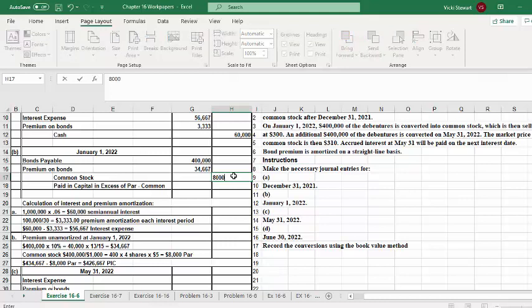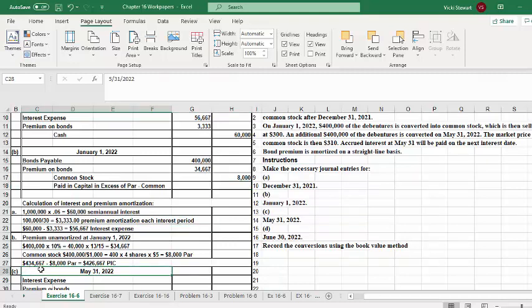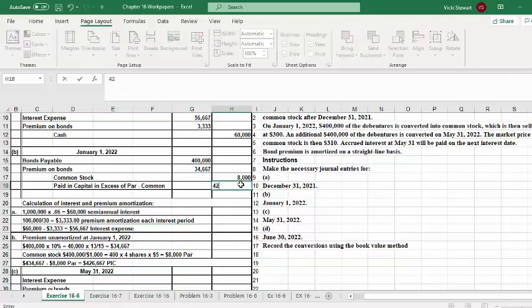which is $8,000. And then you take the total book value of the bonds, which is $434,667. Subtract the par value, $8,000, and then the remaining amount, $426,667, is credited to paid-in capital in excess of par common.